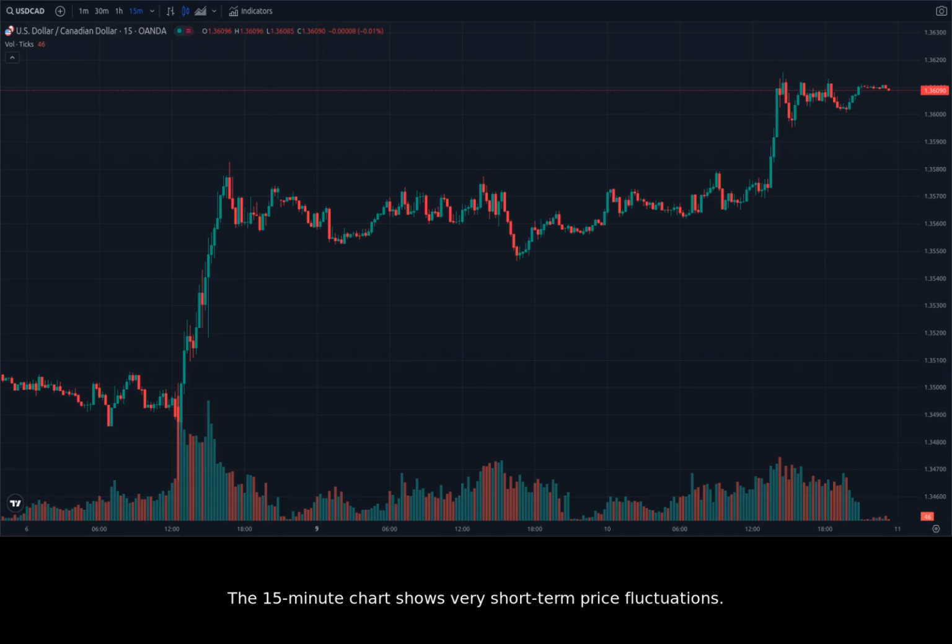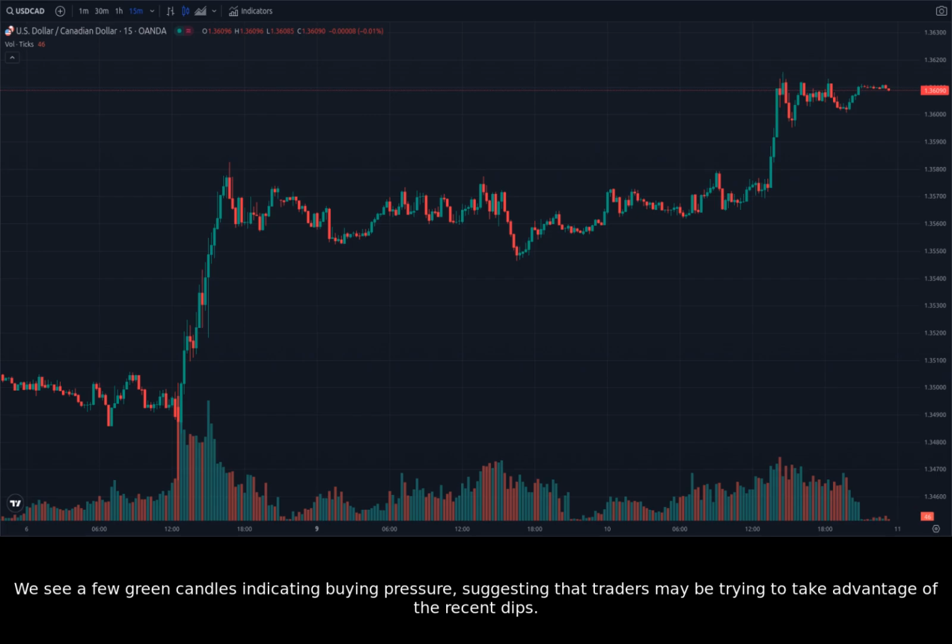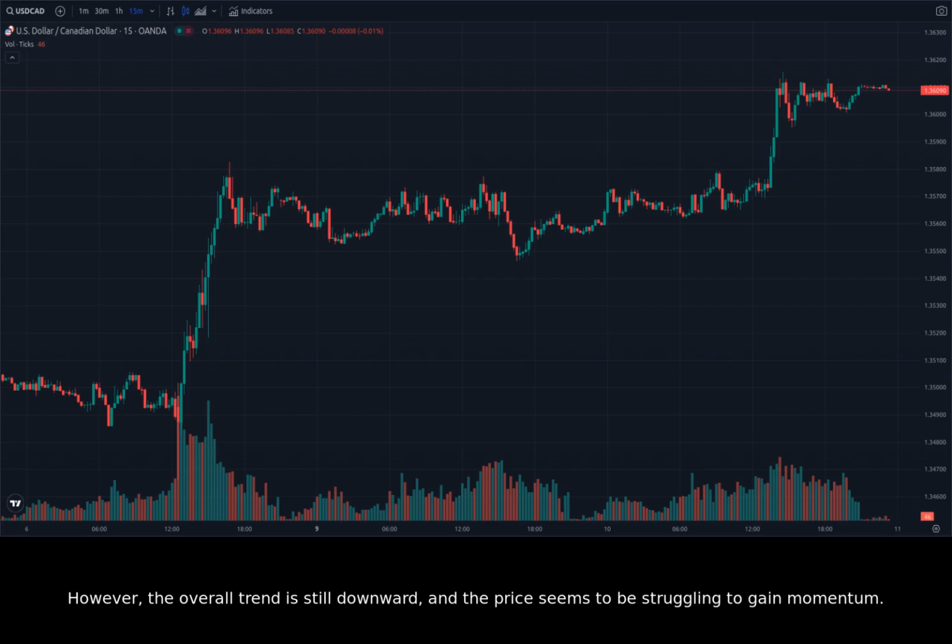The 15-minute chart shows very short-term price fluctuations. Here, we can observe how the price is reacting to recent news and events. We see a few green candles indicating buying pressure, suggesting that traders may be trying to take advantage of the recent dips. However, the overall trend is still downward, and the price seems to be struggling to gain momentum. It's important to stay alert and observe how the price is reacting to the news and potential economic releases.